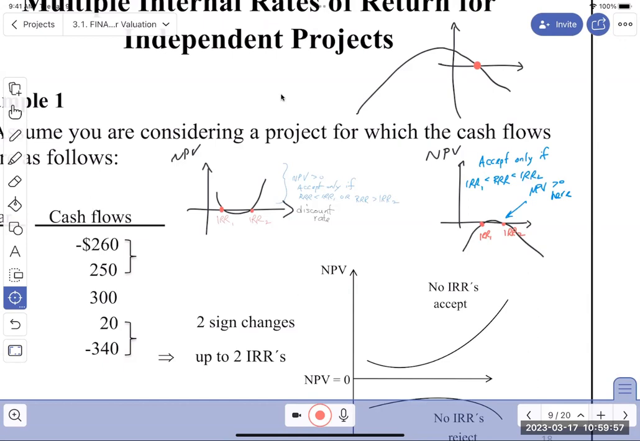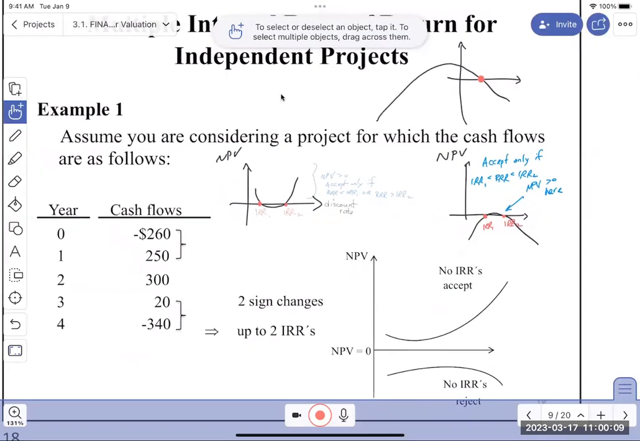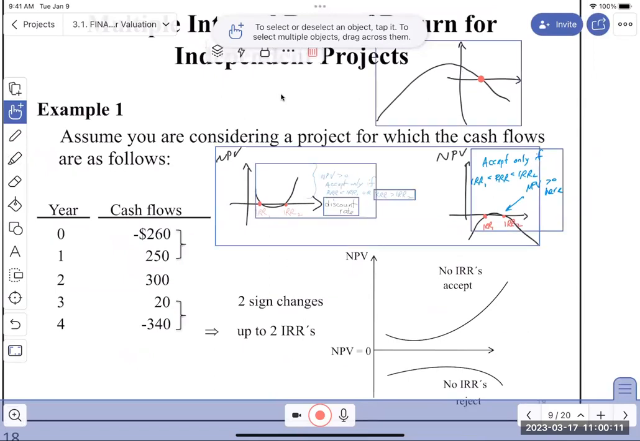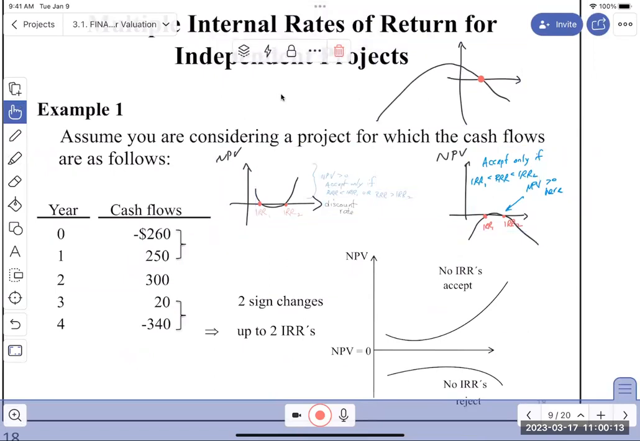Okay, so let's solve some problems, all right? If you understood that, you're going to be fine. If you still didn't understand, it's fine as well, because we're going to go through it now. So let's look at these cash flows. Put these cash flows into your calculator and tell me what the internal rate of return is for those cash flows.